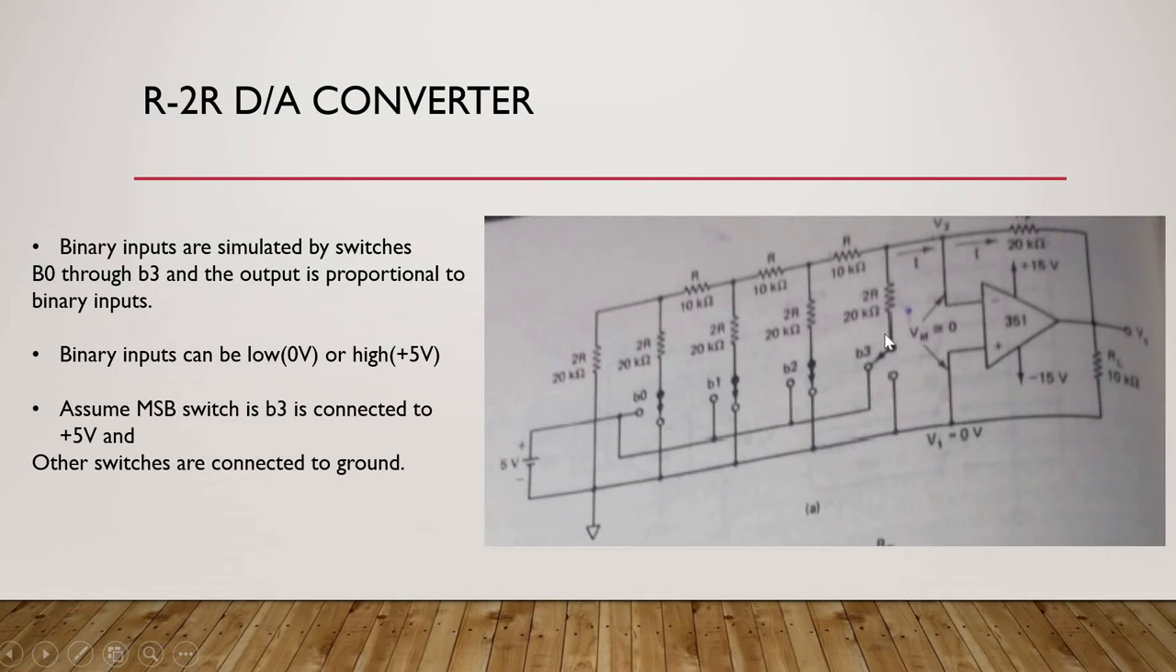So now let us obtain the Thevenin's equivalent circuit to the left of this particular junction. That means we are going to solve this by calculating the Thevenin's equivalent, that is RTH. We are going to calculate the equivalent resistor value, which we are going to see in the next slide.